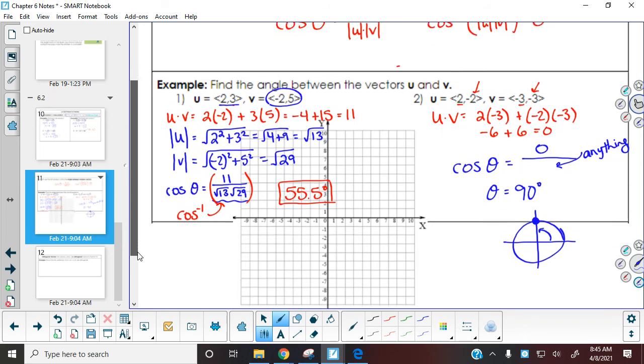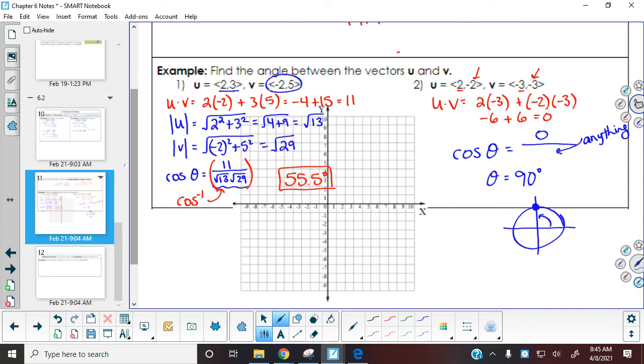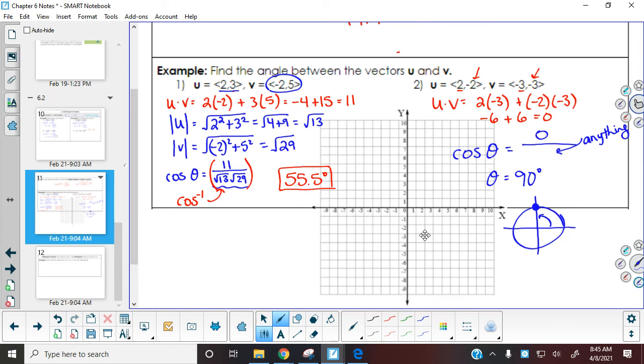Okay, so let's take a look at what that means in terms of our picture. Again, keep in mind these vectors are not ordered pairs, so we can start anywhere in our graph. So I could even start at 0, and go over 2, down 2, and that's my first vector. And then I could go left 3, down 3, and sure enough, the angle formed by those is a 90-degree angle.